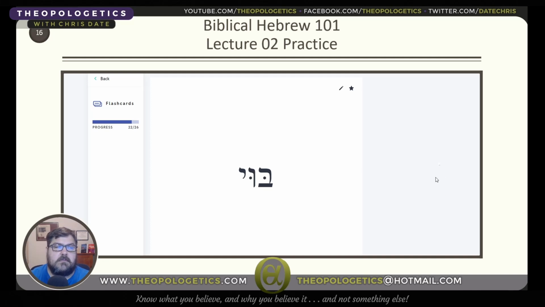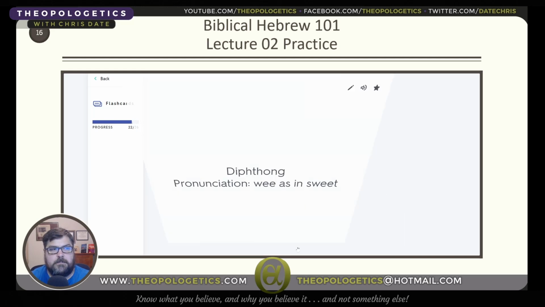Here again, we are not dealing with a vowel, but a diphthong. It's the shurek that we just learned, followed by a yod. At the end of words, that yod is unpointed. In the middle of words, if it has a shava or a dagesh, in those circumstances, this diphthong is pronounced ui, or we.